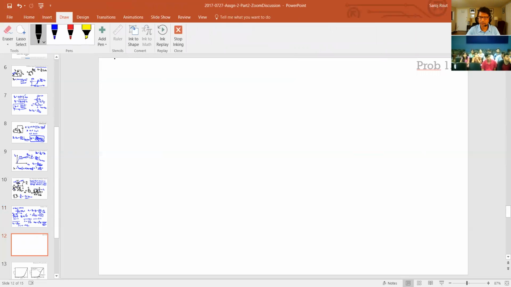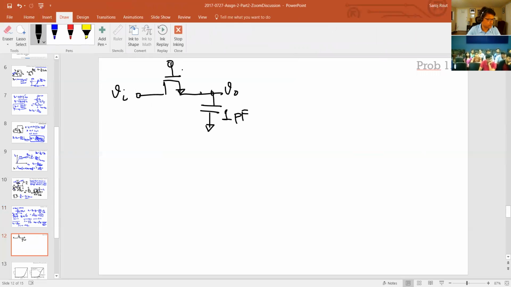So basically you're given an NMOS transistor, and this was your VI, and you had a capacitor, I think 1 picofarad here, and that's your V out. So basically what was asked is, I think this was biased to 1.8 volts, and this is at a DC of 0.3 volts.